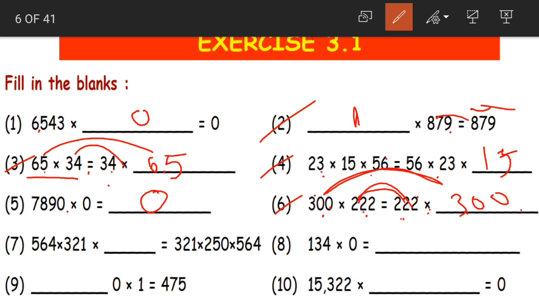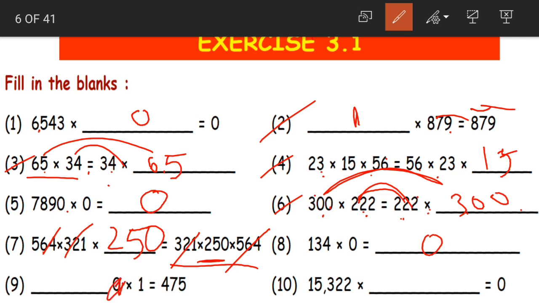Coming to question 7. 564 into 321 into dash is equal to 321 into 250 into 564. Now see, again here also the grouping is changed. We have 564, 321. Now what is missing? 250. So 250 is our answer. Again, question number 8 becomes 0. Yes. Next, question number 9.